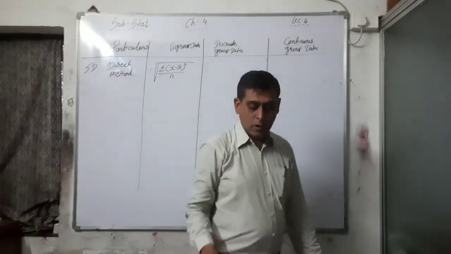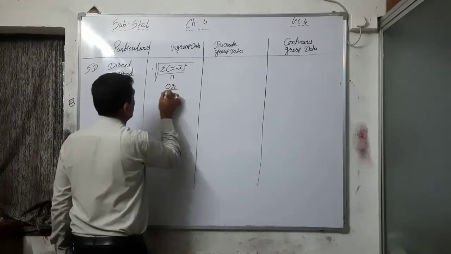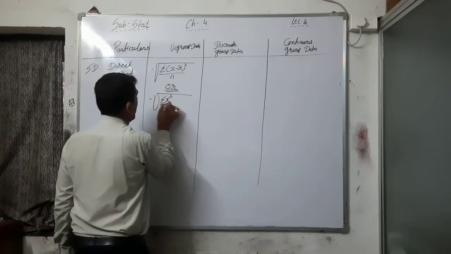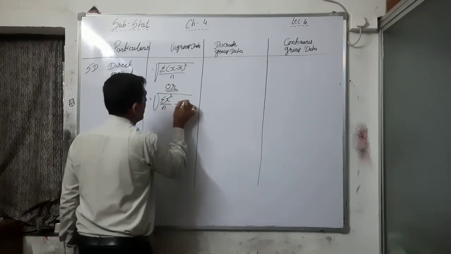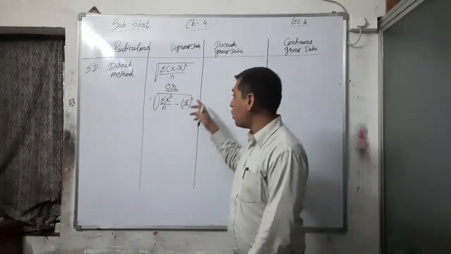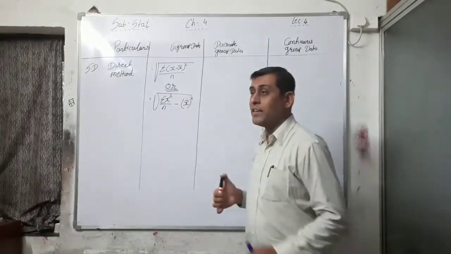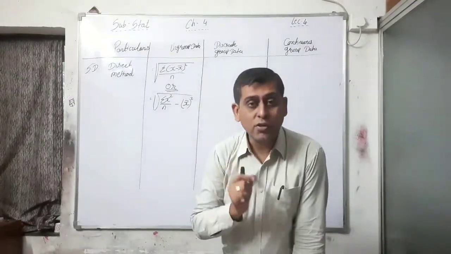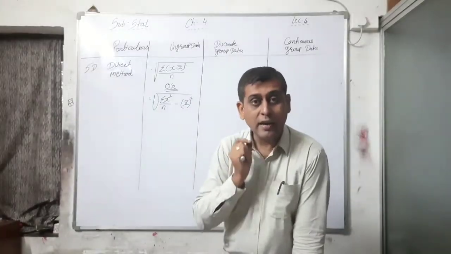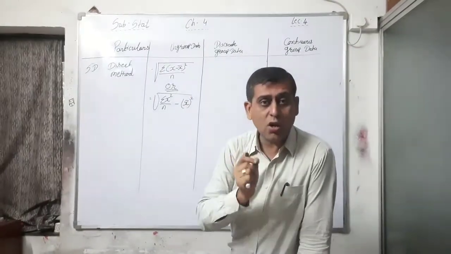The second method we can write is sigma x square upon n minus x bar square. We can use these also. We can use x minus x bar. Whenever x bar is a fraction, we have to use this formula. Whenever x bar is an integer, we have to use this formula. Please write down in your fair book.